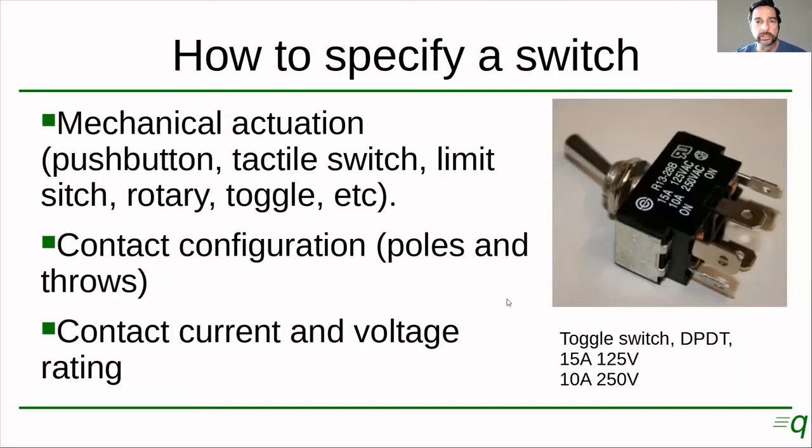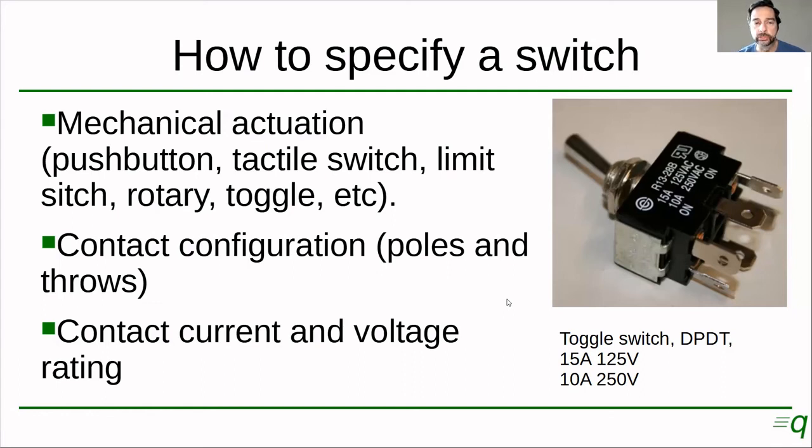So how do you specify a switch? If you want to buy a switch, what do you have to look at? So the first thing you want to specify is the mechanical actuation, whether it's a push button, a tactile switch, a limit switch, rotary, toggle, etc. Right? So mechanically, how you're going to be actuating it. The next thing you want to specify is the contact configuration, how many poles and how many throws it's going to have.